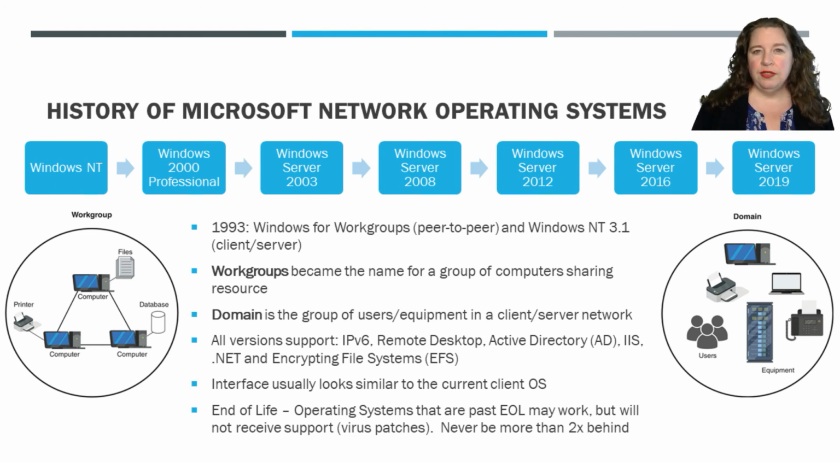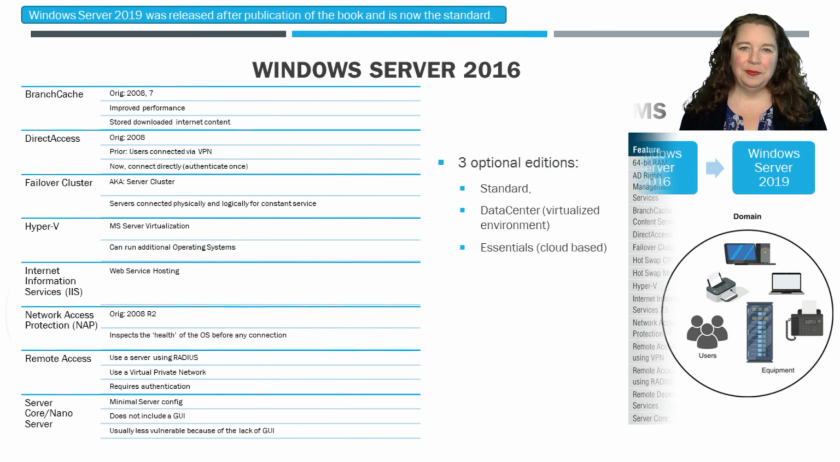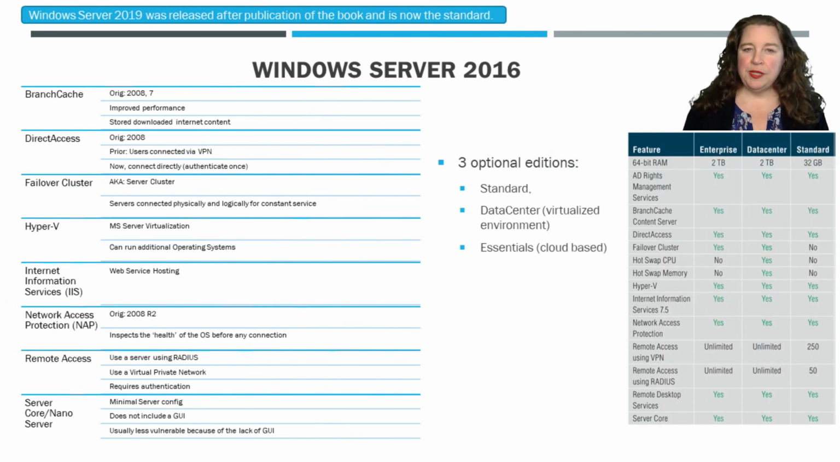The basic rule of thumb, you never want to be more than 2 server versions behind. As we're at 2019, that would say if you are below 2012, you are probably too old and you've got to upgrade because you're no longer going to be getting those security patches that you need to keep things up to date and protected. So as I said, for the purposes of this book, we're going to assume 2016 is the version that we're using.